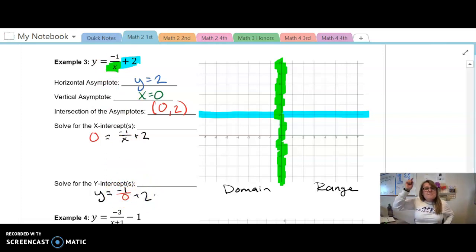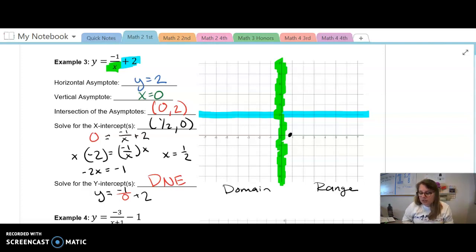I noticed something immediately the second I started doing my y-intercept. It's over 0. We can't have that. So that means this doesn't exist. We do not have any y-intercepts. So we can just go ahead and do the x-intercept. I want you to pause the video here and find that x-intercept.